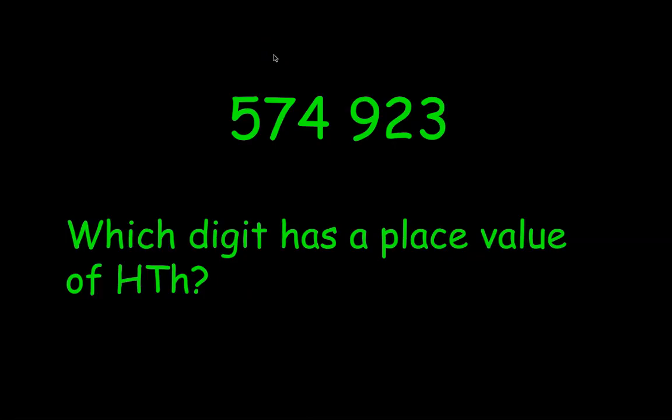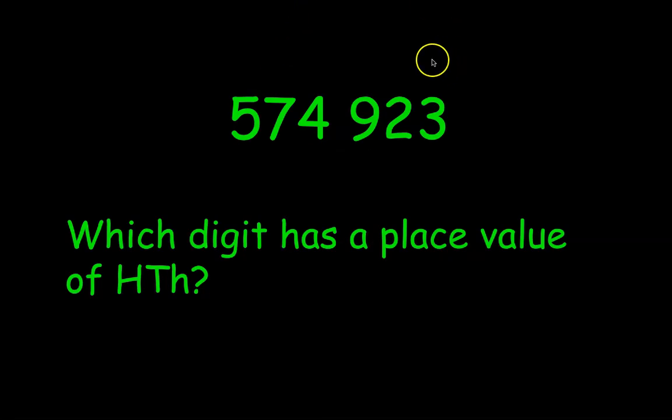$574,923. Which digit has a place value of, now I've just written it differently for you. That would be 100,000s. Which digit has a place value of 100,000s? Think about it. Get your answer in your head. It's the 5. Ones, tens, hundreds, thousands, 10,000s, 100,000s. It's the 5.